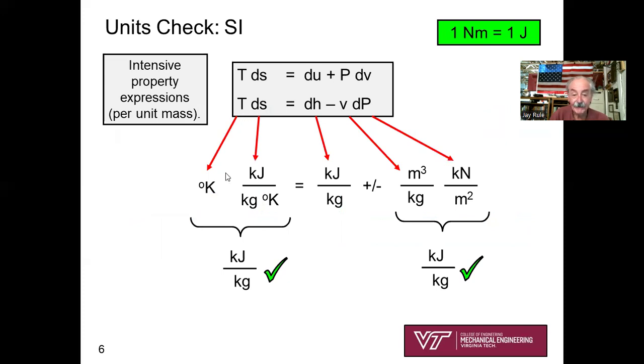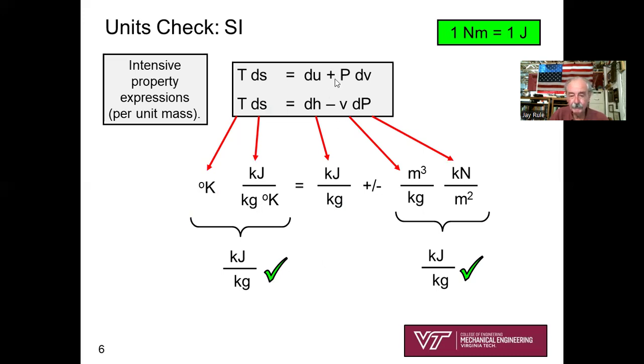T, well, that's degrees K. ds, in the previous video, I said d little s has units of kilojoules per kilogram degree K. Degrees K is in the denominator. Okay, so can we cancel stuff out? Yeah. So the left-hand side is going to have units of kilojoule per kilogram. All right, well, let's look at the right-hand side. dh, incremental change in enthalpy. Well, enthalpy has units of kilojoules per kilogram. So far, so good. We're uniform.